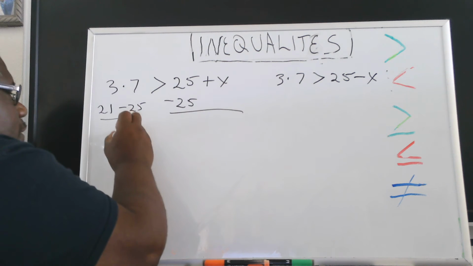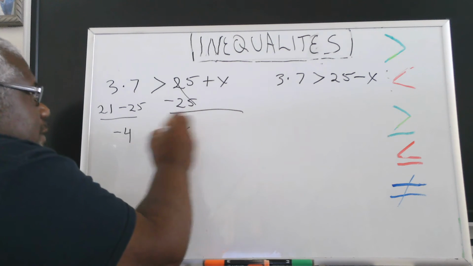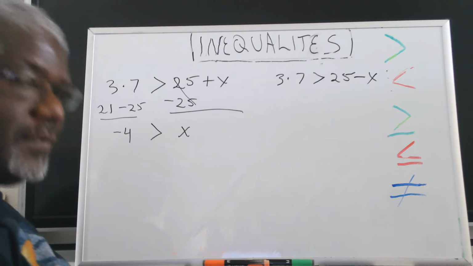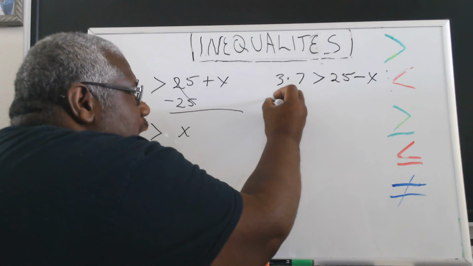21 minus 25 is negative 4. And here's your x, right? Or positive x. Remember, you don't have to put the positive sign in front of it. So let's do this side. Do the same thing.